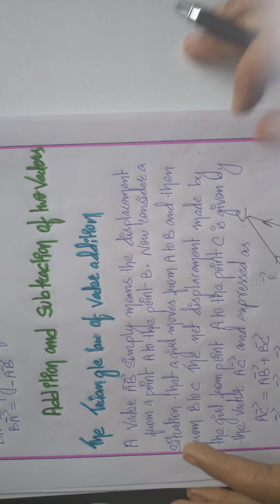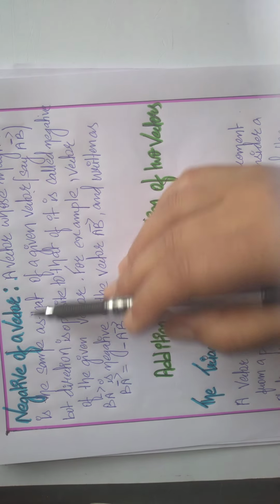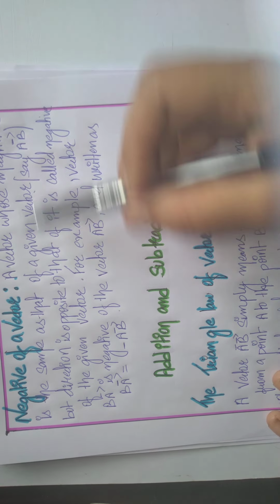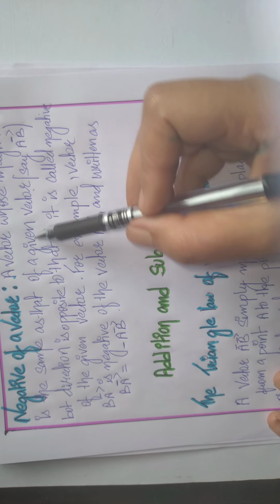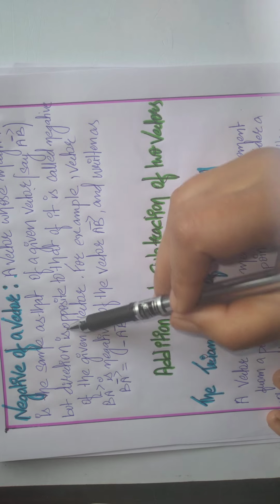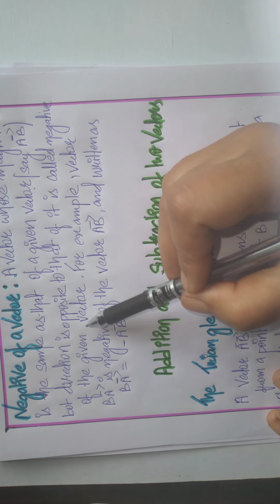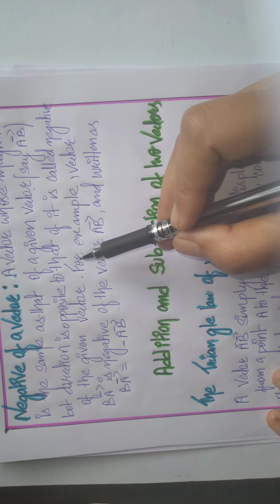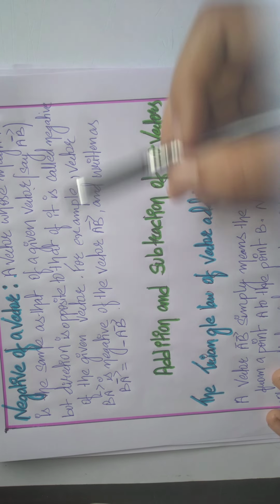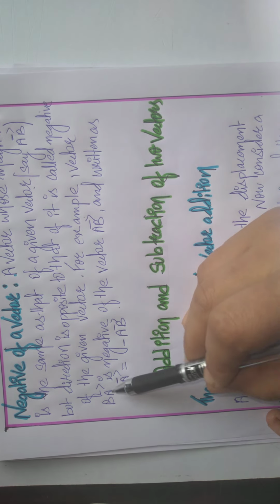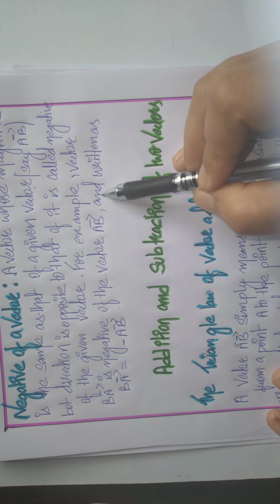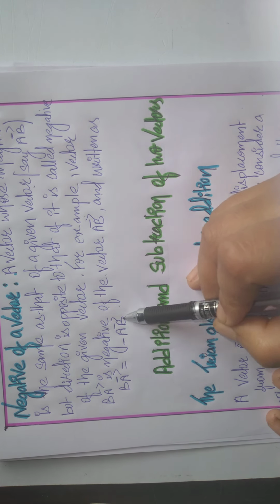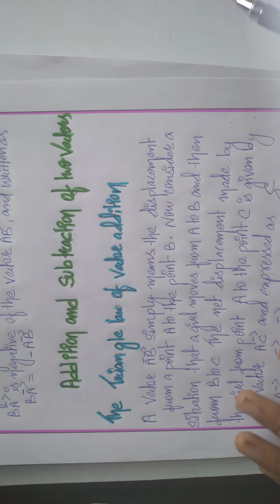Now we have negative of vectors. A vector whose magnitude is the same as that of a given vector, say AB, but whose direction is opposite to it, is called a negative vector. For example, vector BA is the negative of vector AB and is written as BA equals minus AB. Now addition and subtraction of two vectors.